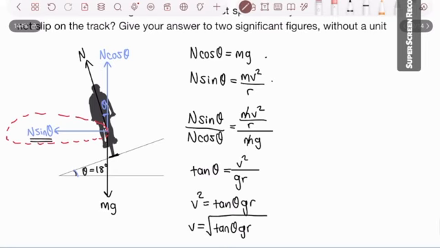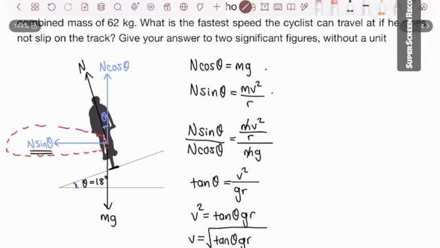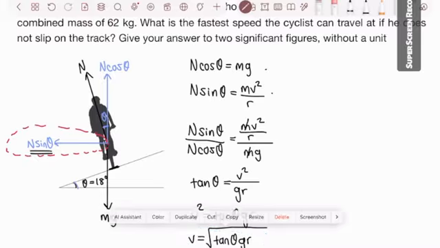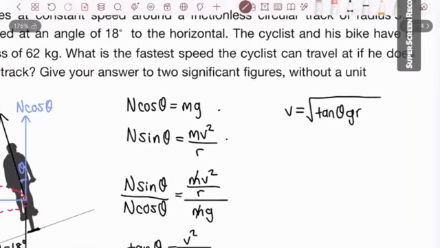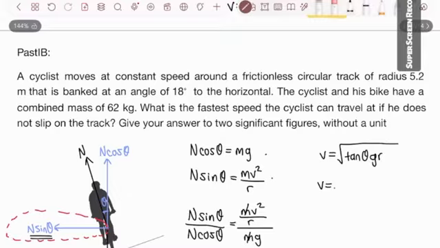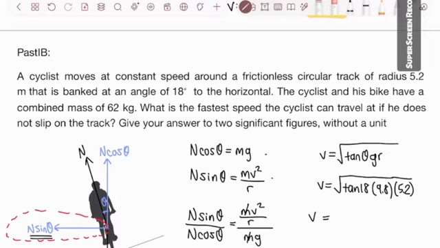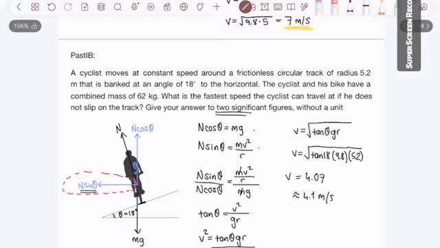So if I were to plug the numbers in, I'm just going to do it here because we're out of space. The angle was 18 degrees. G is constant. And my radius was 5.2. And doing this operation on the calculator would give me 4.07, which is approximately 4.1 meters per second, as it's asking for our answer in two significant figures. And that's the answer to this banked curve UCM question.